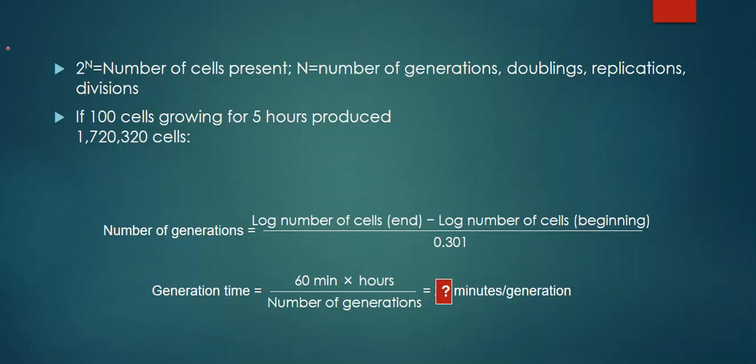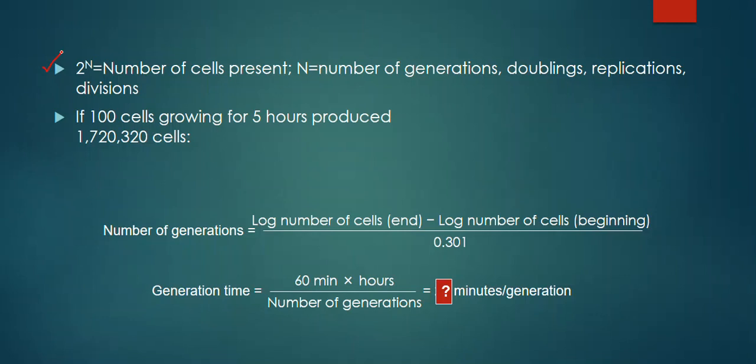So we've had our first formula here: 2^n, where n equals the number of generations, or 2^n equals the number of cells present in that generation. Another way we can say generations, and you will see this in the activity that we're getting ready to go over, is that we can say doublings, replications, divisions. So anytime you see those terms in the question, you should be thinking, I could probably use 2^n, that formula, to figure out exactly how many cells are in that generation.